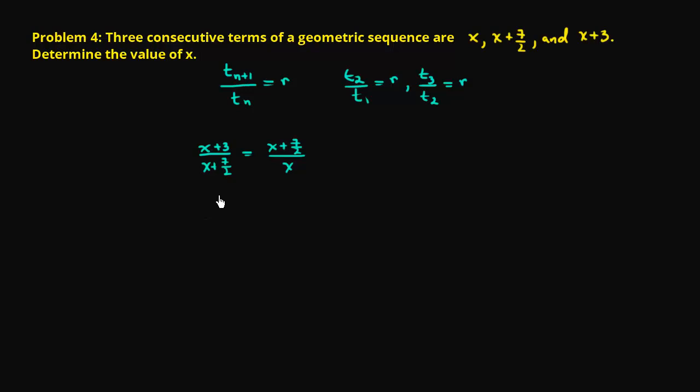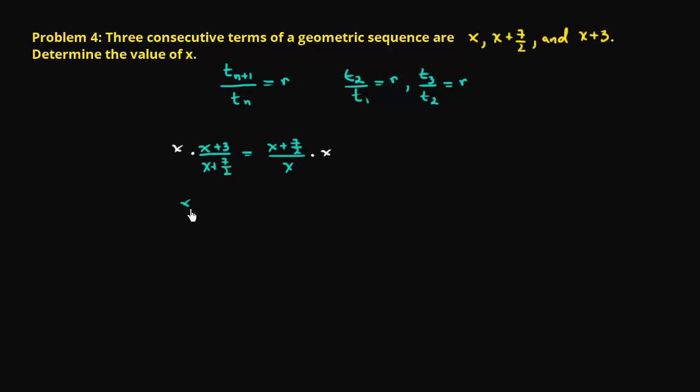If I multiply both sides of this equation by x, these factors of x divide out on the right side. If I multiply both sides of the equation by x plus 7 over 2, the factor of x plus 7 over 2 on the left side divides out. And that's what I'm left with. Let me write that out actually. Let's do this in several steps.